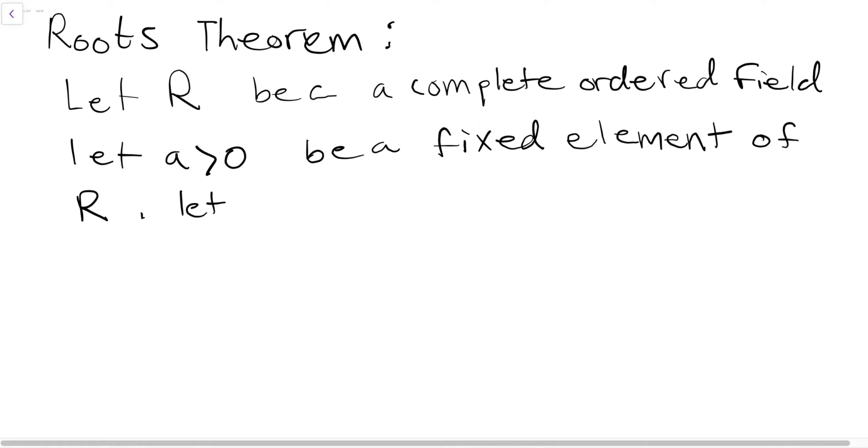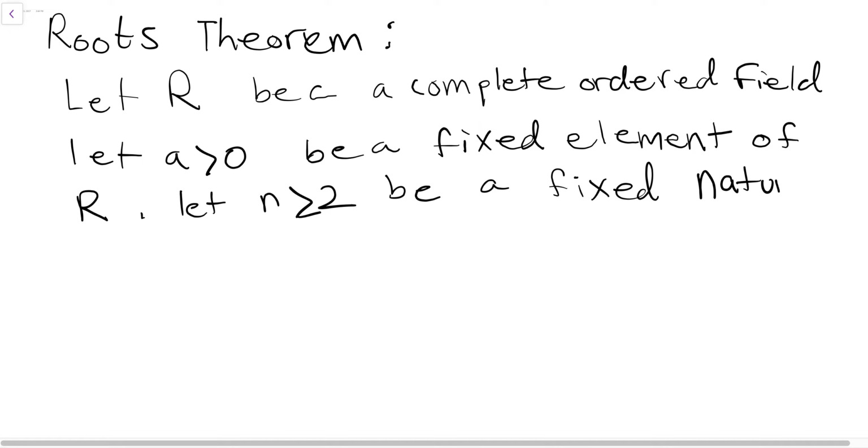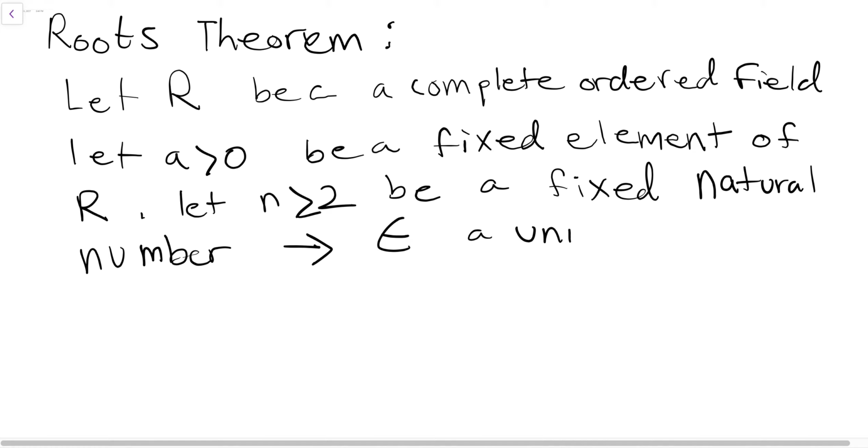Now let n greater than or equal to 2 be a fixed natural number, then there exists a unique r in R such that r^n is equal to A. So let's go about the proof for what this is actually arguing.